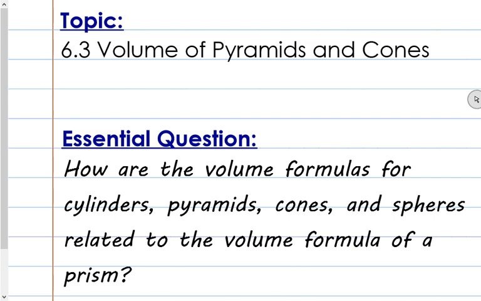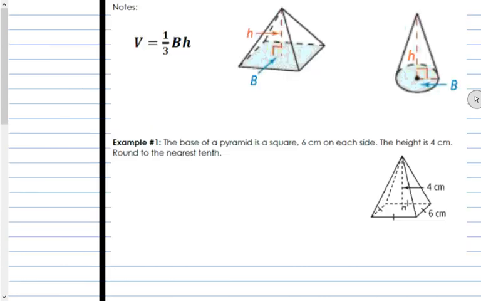Our essential question continues to be, how are the volume formulas for cylinders, pyramids, cones, and spheres related to the volume formula of a prism? If you remember, last lesson, our formula for volume of prisms and cylinders is volume equals area of the base times the height, capital B times the height. For pyramids and cones, it's very similar, except we're multiplying it by 1/3, because a cone is 1/3 of a cylinder, and a square pyramid is 1/3 of a cube. So volume equals 1/3 area of the base times height.